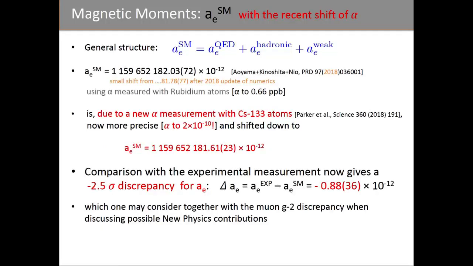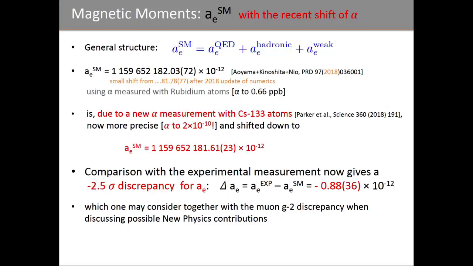Now, recently, people have measured alpha in a different way. They have measured alpha with this fantastic accuracy of 2 times 10 to the minus 10 using cesium atoms. And if you put that into the formula, the standard model prediction of the electron's anomaly, then you get a value which is now actually quite a bit different from the measured one.